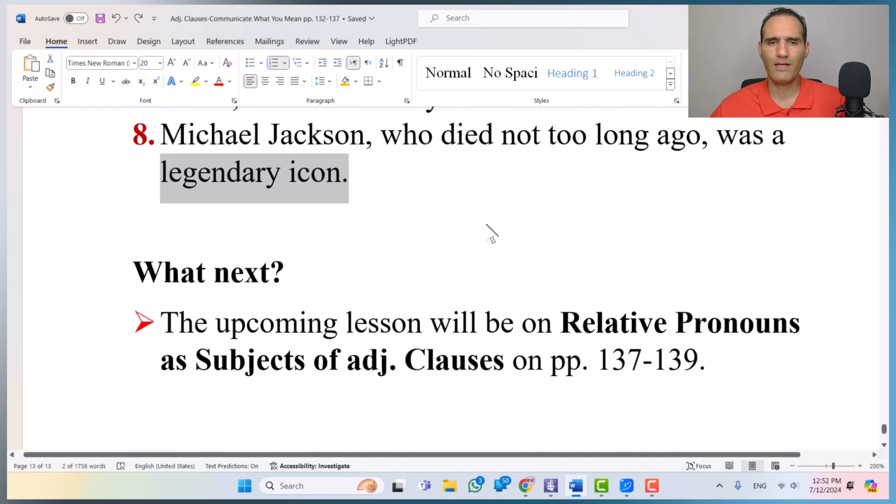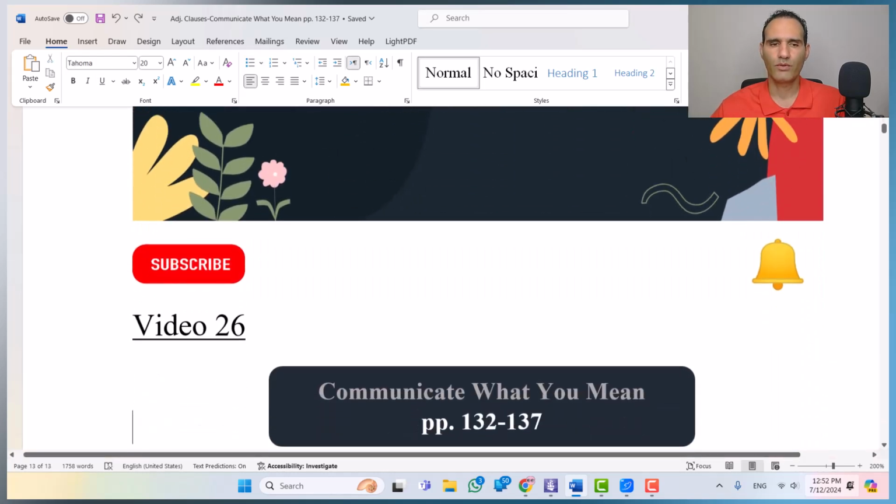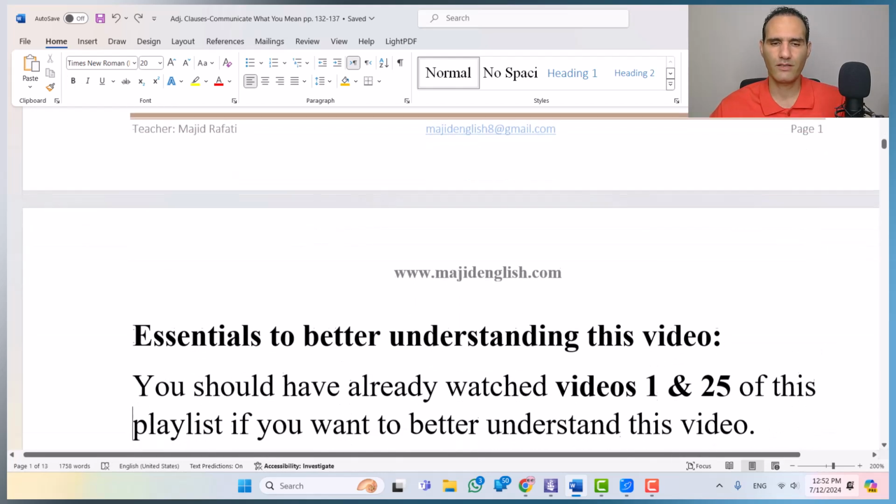Okay, so that is the end of the session today. What is next? The upcoming lesson will be again relative pronouns or adjective clauses, but this time as subject of the adjective clause. A relative pronoun, subject. Pages 137 to 139. As a quick review, what did we talk about today? We talked about adjective clauses necessary, unnecessary.